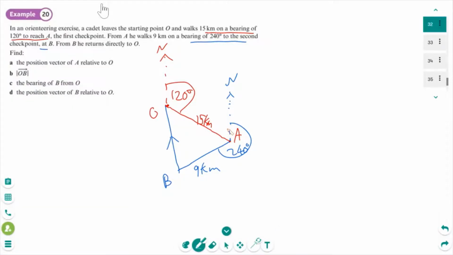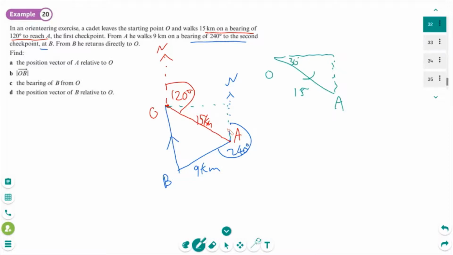If you look at the vector O to A, we know this is 15. So we want to know how far along and how far down to go. That's the idea. We should be able to figure out some angles. If we know this angle is 120 degrees, then this middle angle here is 90 plus 30, so this is 30 degrees.